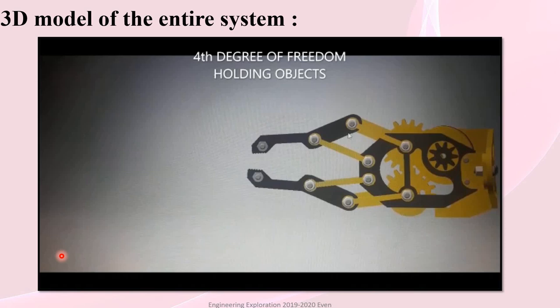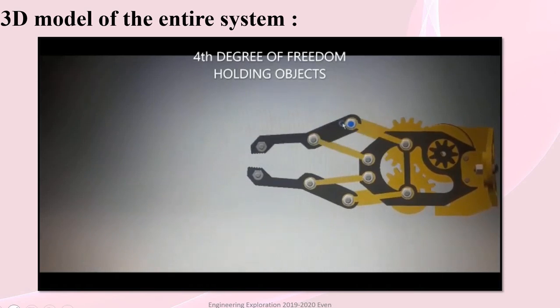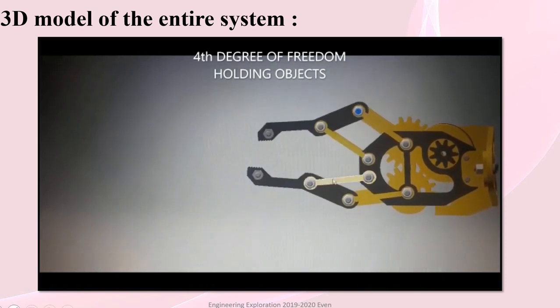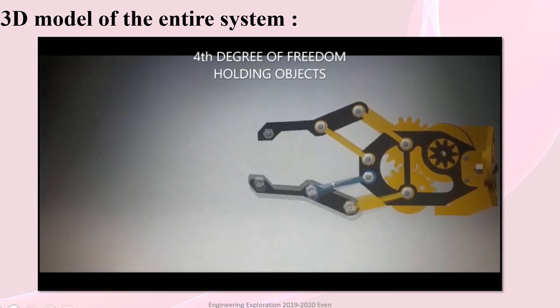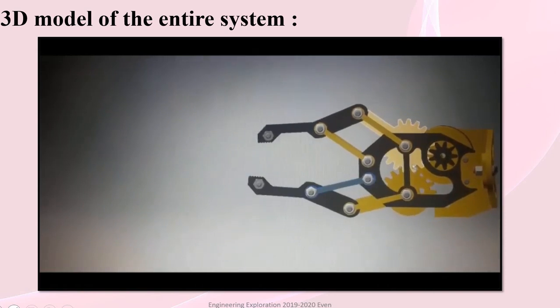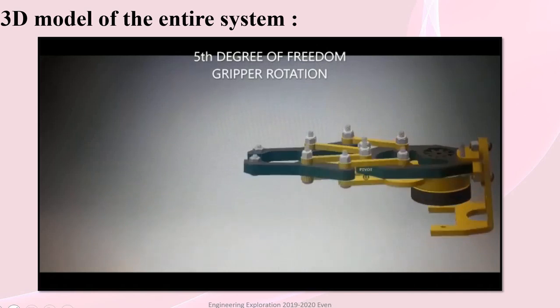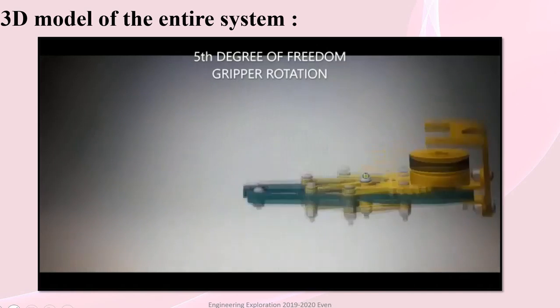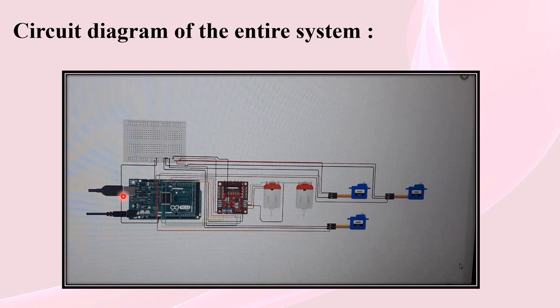And this is the fourth degree of freedom for the holding of the objects. And here comes the fifth degree of freedom, that is a gripper rotation. This is the circuit diagram of the entire system: Arduino Mega 2560, 2 DC motors, 3 servo motors and a relay, 1 breadboard and the connecting wires.